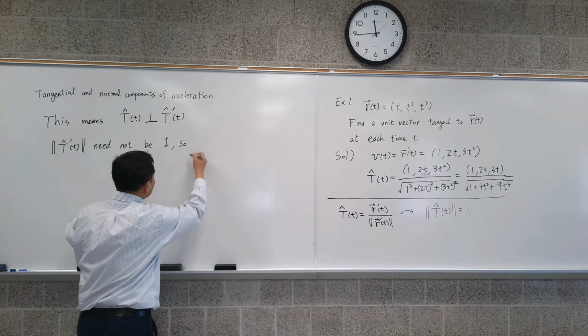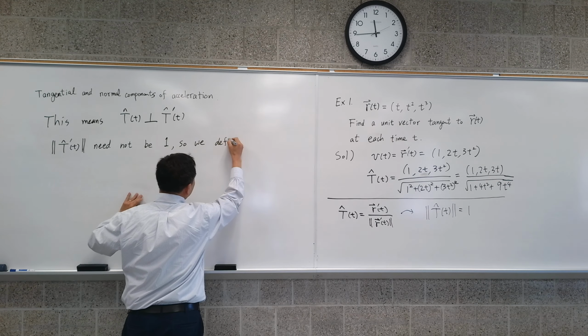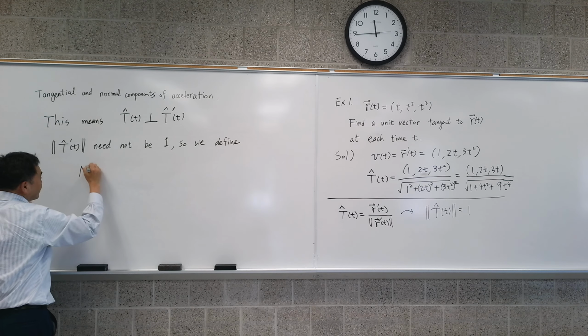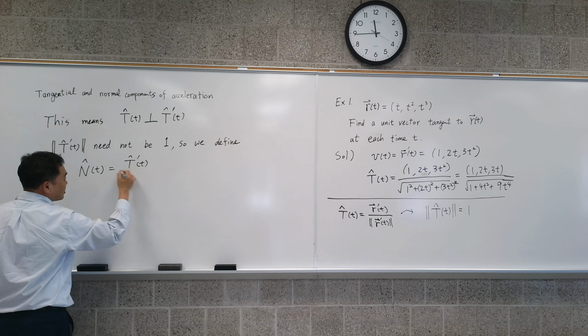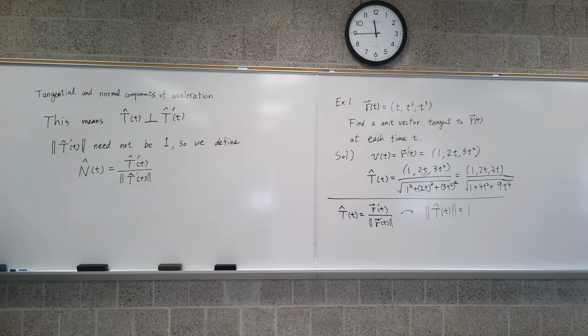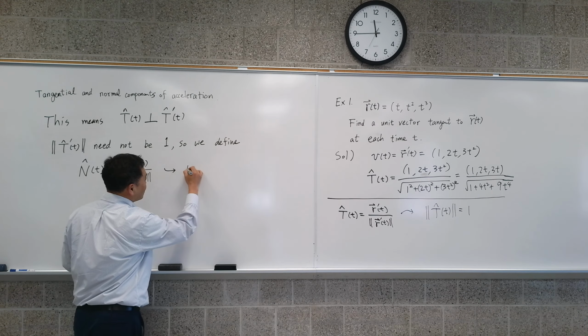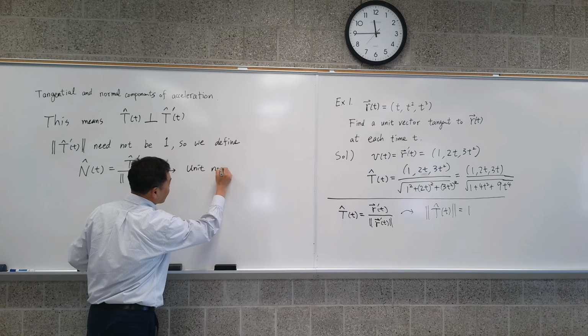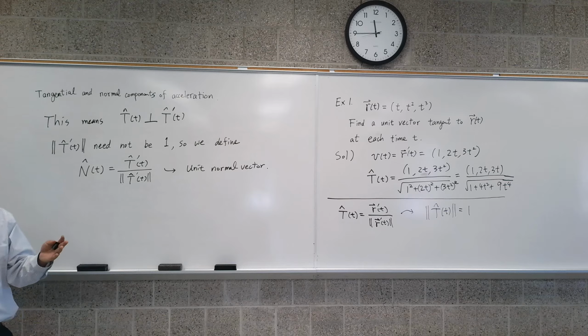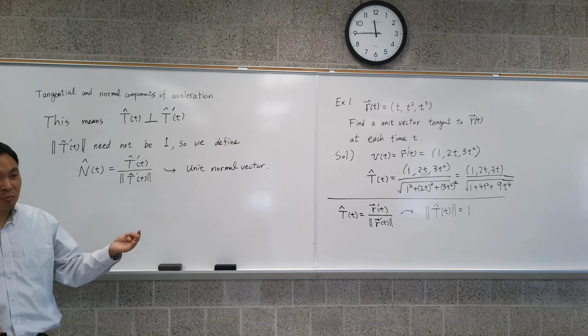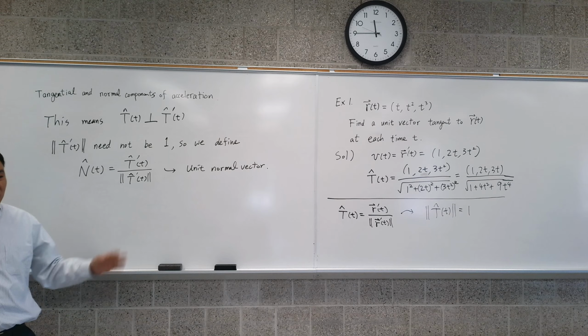So we define N hat of t to be T hat prime of t divided by its size. Okay. And this one is called the unit normal vector. I told you that normal is just another way of saying orthogonal, perpendicular, right angles. All of them are the same thing.